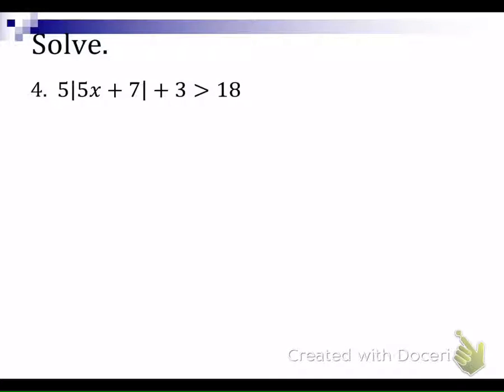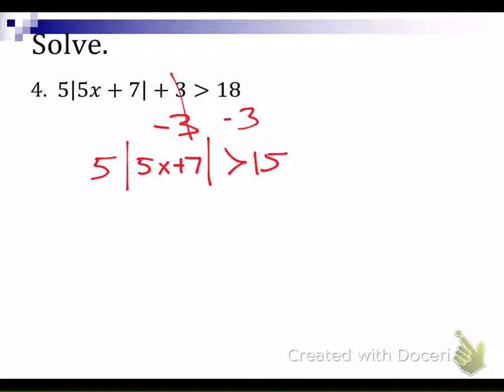Okay, if you've been talking with your neighbor about how to do it, now it's time to come back with the class. So yes, we are going to subtract 3 from both sides. 15, then what? Divide both sides by 5.